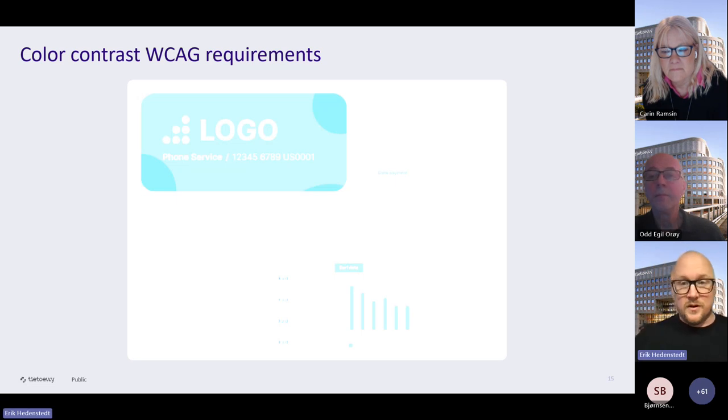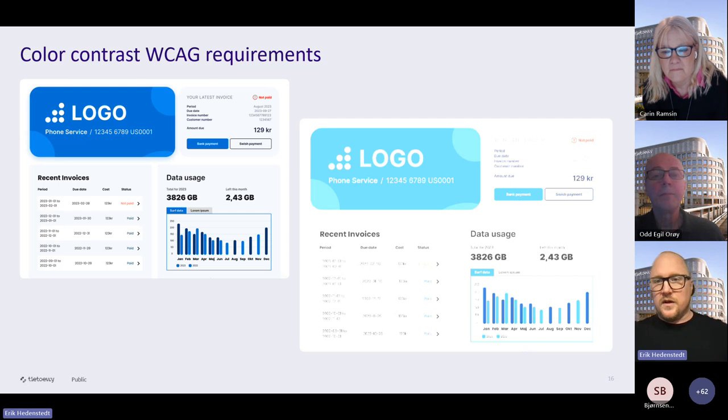As you can see, you can hardly see that there's anything there except for the logo. But what happens if we increase the contrast a bit? Here, we have adjusted the colors to increase the contrast, and you can see the difference in the sunlight scenario in the right picture. Now you can actually see that there's something there.